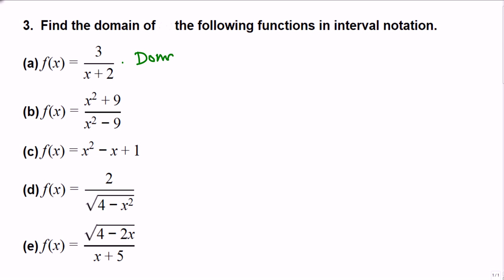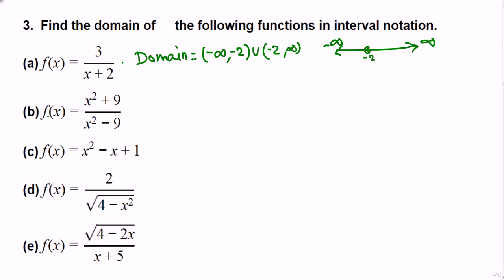So how do we write that? All real numbers, negative infinity through positive infinity, but not negative 2. Negative 2 is here, this should not be included. So in interval notation, it will be negative infinity through negative 2, union negative 2 to infinity. We just removed negative 2 from the set of real numbers.